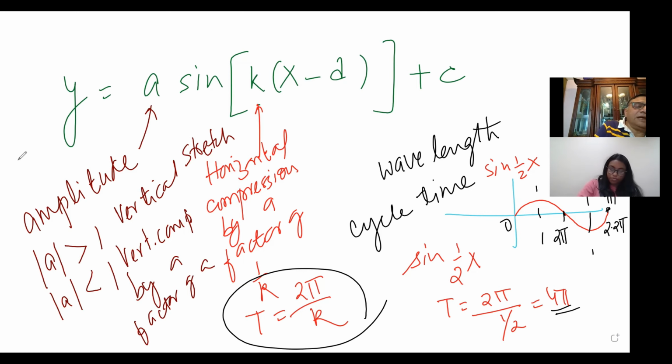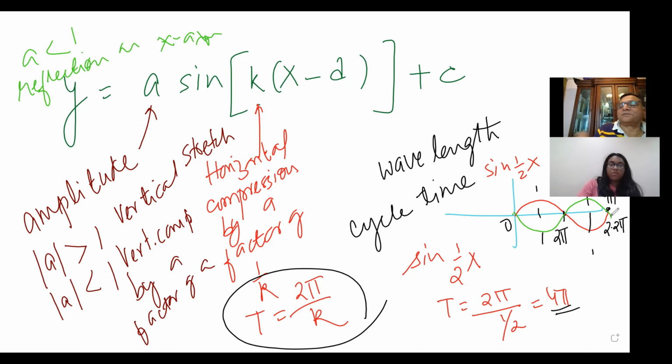But if the A value is negative, it means a reflection on the x-axis. So it goes upside down. Do you understand like this? Reflection on the x-axis. So that is the value A, which gives you vertical stretch or compression and also tells you about vertical reflection. So it's all about vertical.